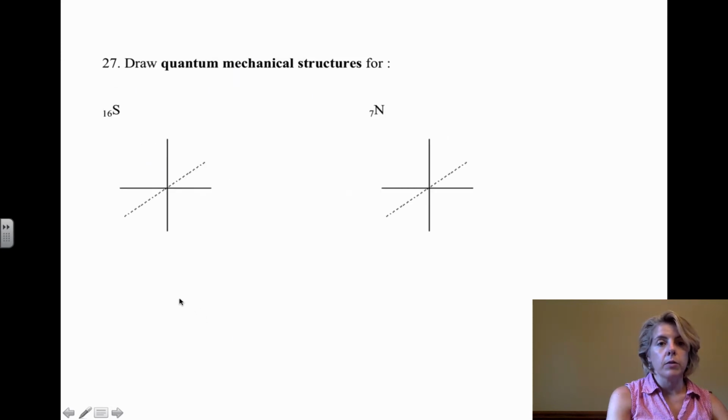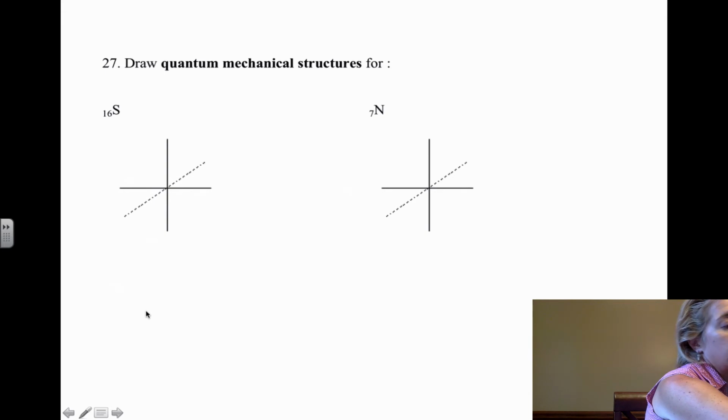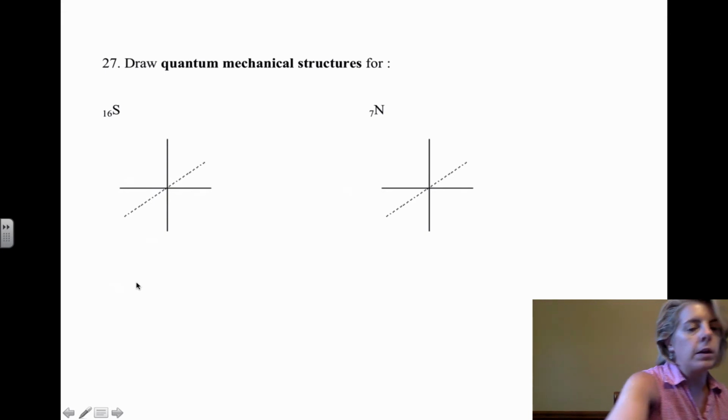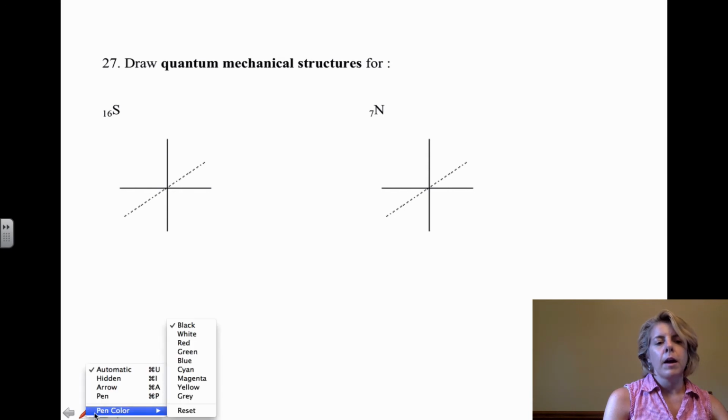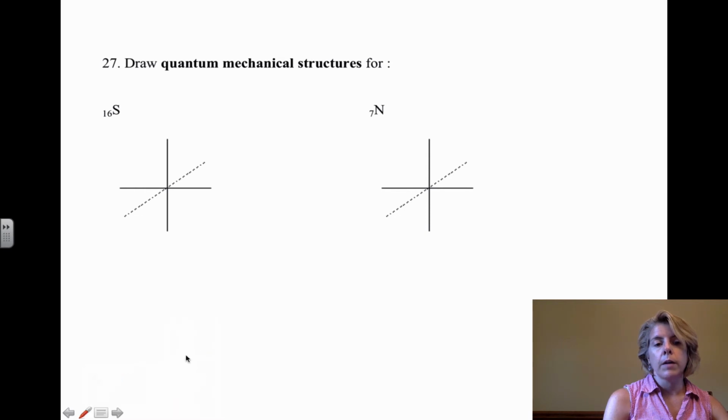Here is quantum mechanical drawings. Now, before you do this, I would write out the electron configuration for it. You can use noble gas notation. So for sulfur, the closest noble gas in the row before is neon. And we have 3s2, 3p4. Now, I'm not going to have you draw the inner electrons. I just want you to draw the outer ones.